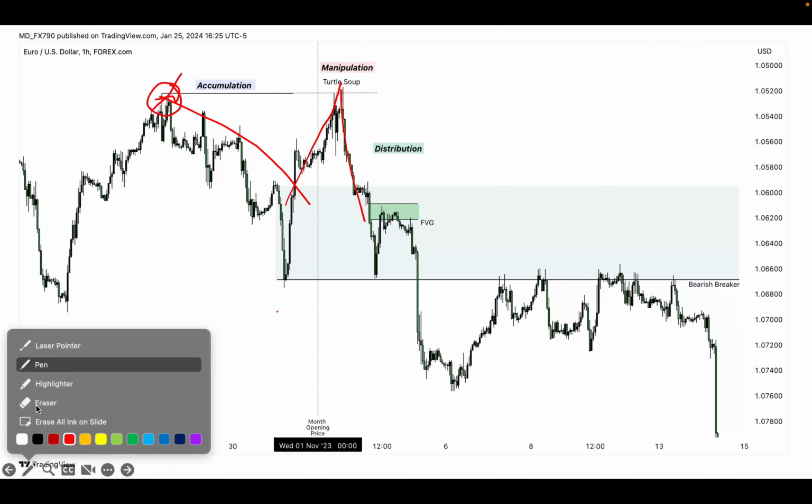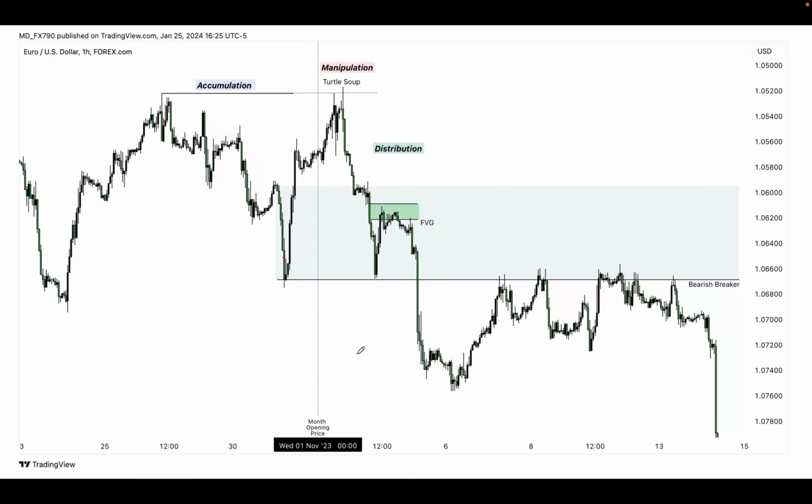I'm going to show you another example now. So first entry, total soup, fair value gap, then bearish breaker. You should always anticipate this. You can see after the month opening price, what did it do? It bought up. This was it trying to create the high of the month. So it went up, then down. The first move is a fake move. That's why we call it manipulation, because it is fake.